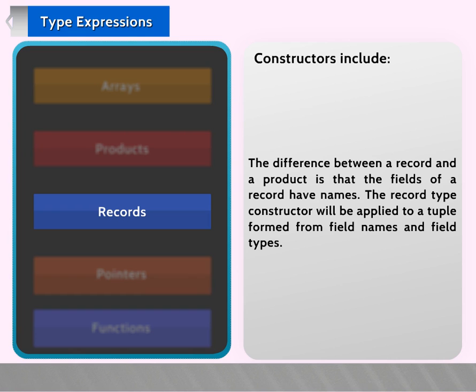Records. The difference between a record and a product is that the fields of a record have names. The record type constructor will be applied to a tuple formed from field names and field types.